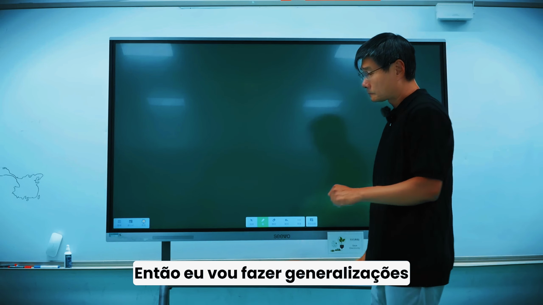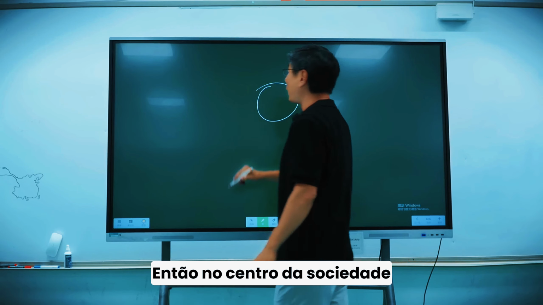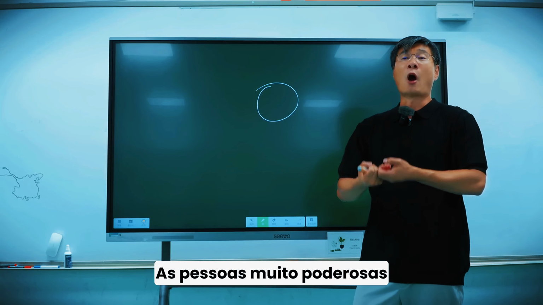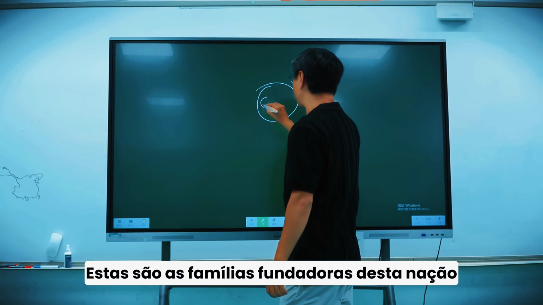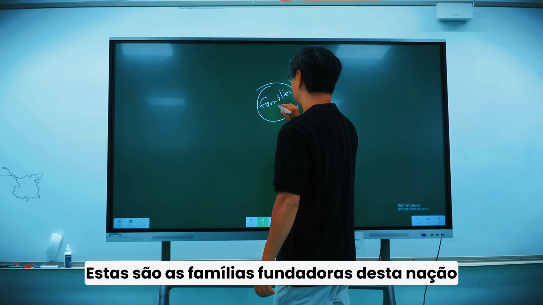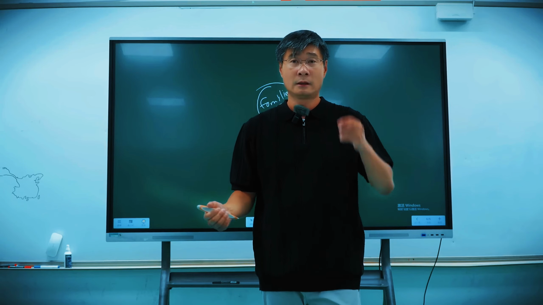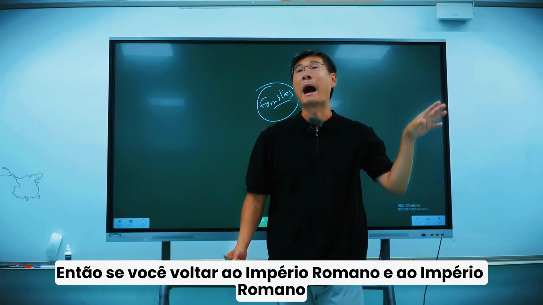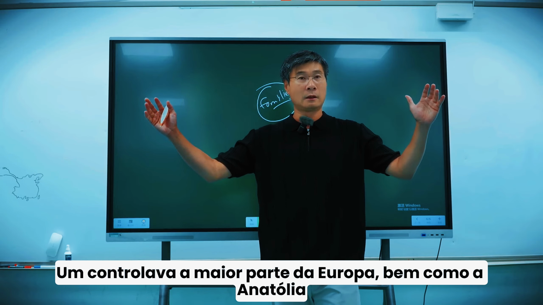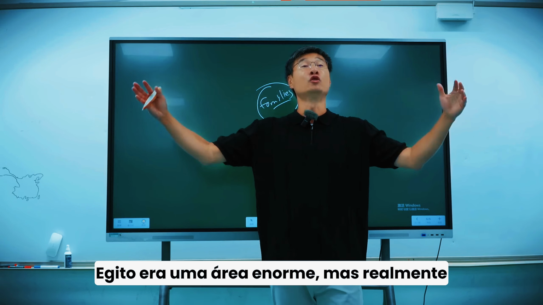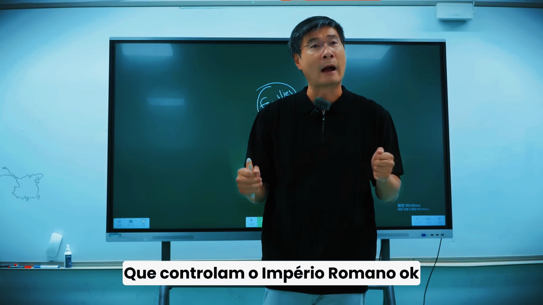All right, so I'm going to make generalizations about how society is structured. So at the core of society, the very powerful people, these are certain families, okay? These are the founding families of this nation. And there's not that many of them, maybe 10, maybe 100, okay? But at most 100. So if you go back to the Roman Empire, which controlled most of Europe, as well as Anatolia, Egypt, it was a huge area, but really there were only about 200 families that controlled the Roman Empire, okay?